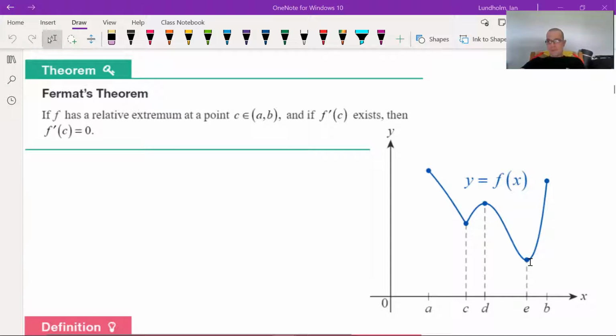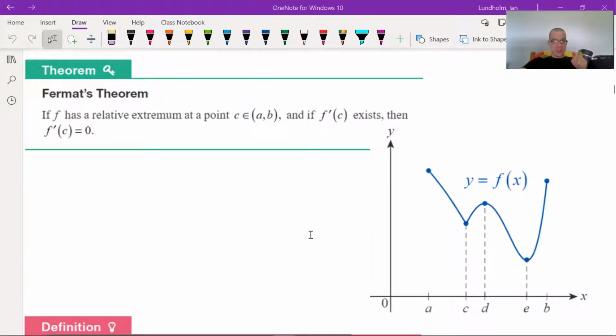That can definitely be circumvented when you're not differentiable. So notice here at x equals c, we're not at a differentiable point. That's more of a cusp, where the left-hand limit does not match the right-hand limit for the derivative. And so Fermat's theorem would not necessarily apply there.